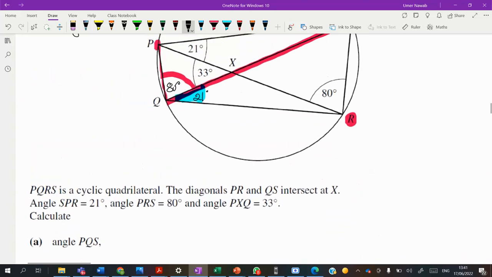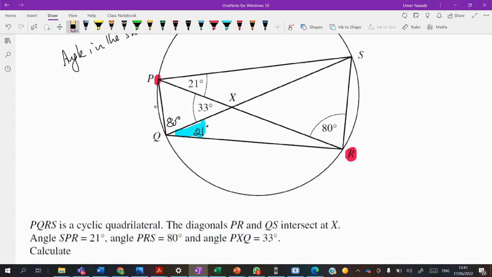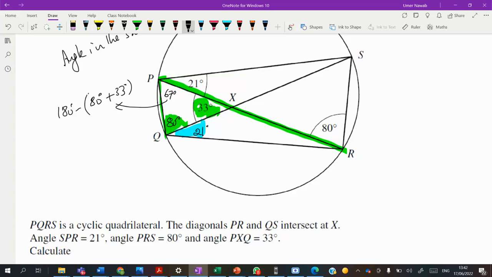Now QPR. QPR is this. Very easy. I know this is 80 degrees. I know this is 33 degrees. Angle sum of a triangle will give you 67. How? 180 minus the sum of 80 and 33 will give you 67.